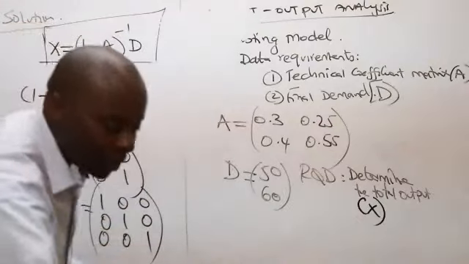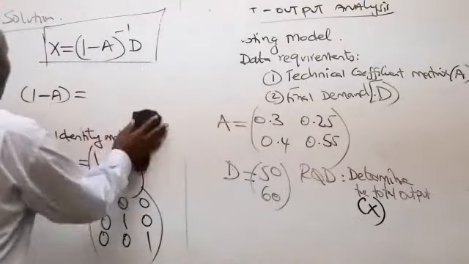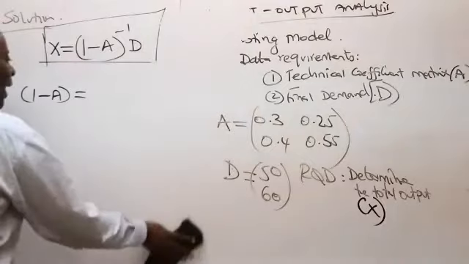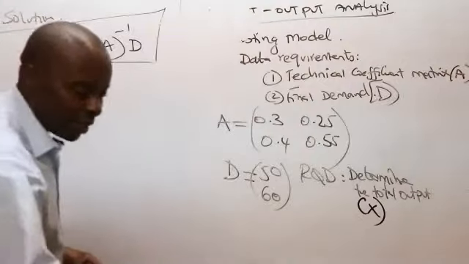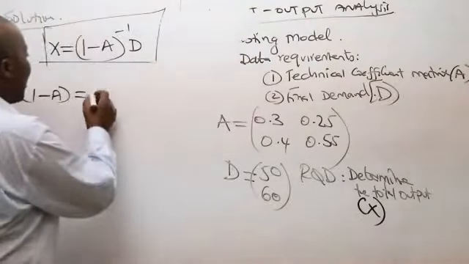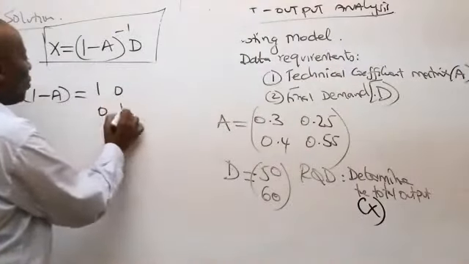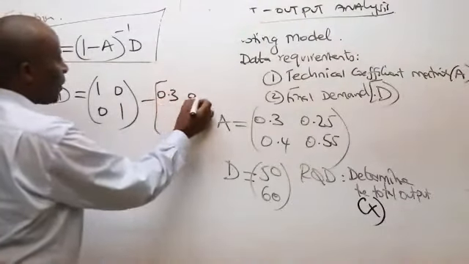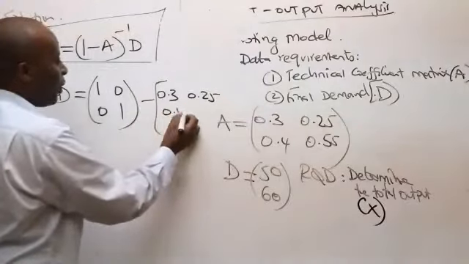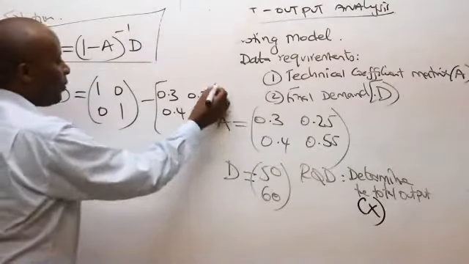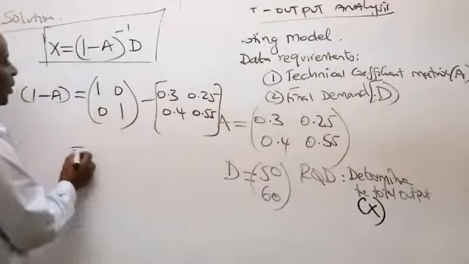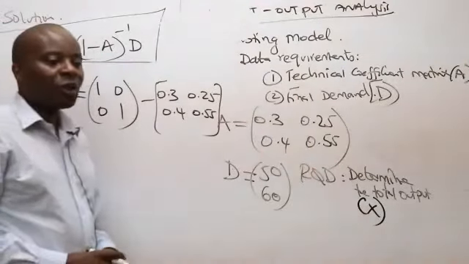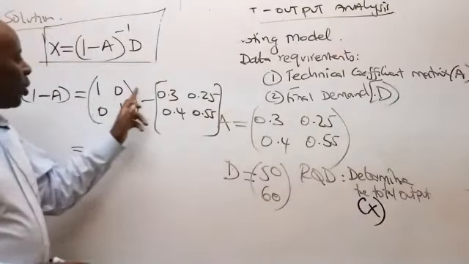So what I'll do, ladies and gentlemen, I'll come and see here, I minus A, and I can see what really my I is. My I is 1, 0, 0, 1, like that. Minus A which is 0.3, 0.25, 0.4, 0.55. So from there, please go ahead and do the subtractions for me. Remember, in subtraction you'll always take corresponding elements.